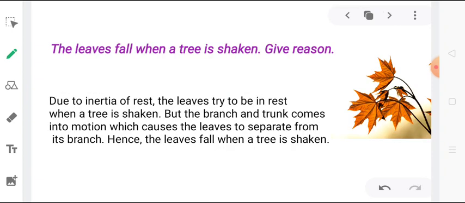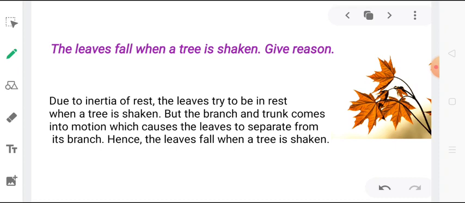Now I will be discussing a couple of examples related to the first law. The leaves fall when a tree is shaken. When the branch of a tree is shaken, we see that leaves, flowers, fruits fall down. Why is it so? Due to inertia of rest. Now inertia is of three types: inertia of rest, inertia of motion, and inertia of direction.